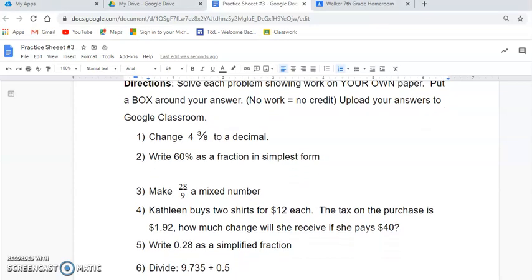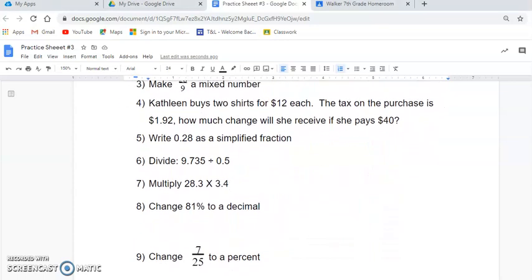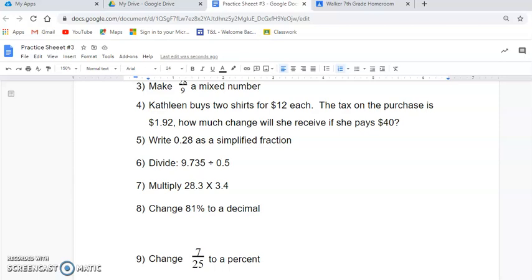So we are going to do a couple more problems on here together. On number 6, I'm not going to do this for you because I think y'all need practice dividing, but I am going to get it started, okay? And again, you're doing this on your own sheet of notebook paper. 9 and 735 thousandths divided by 5/10.